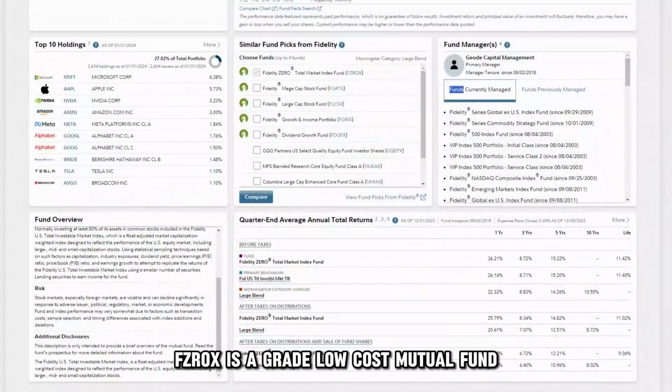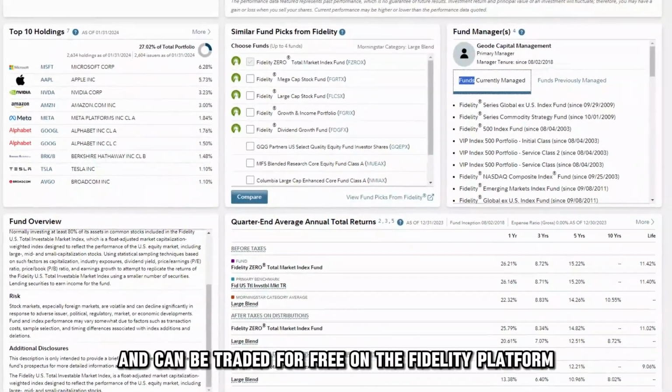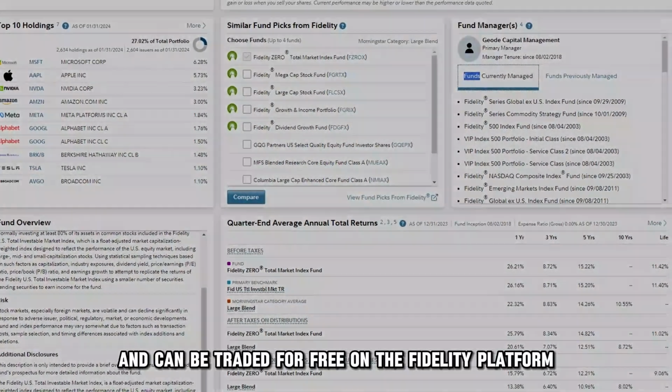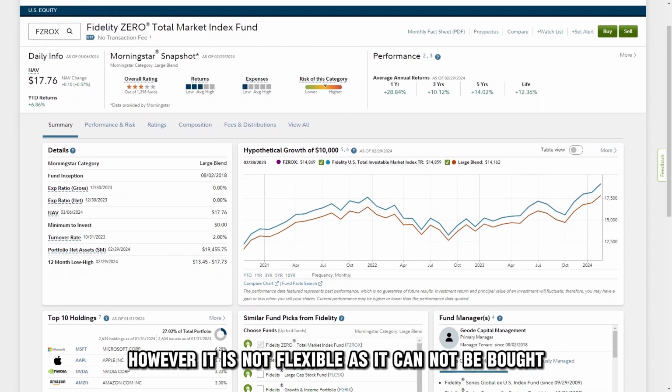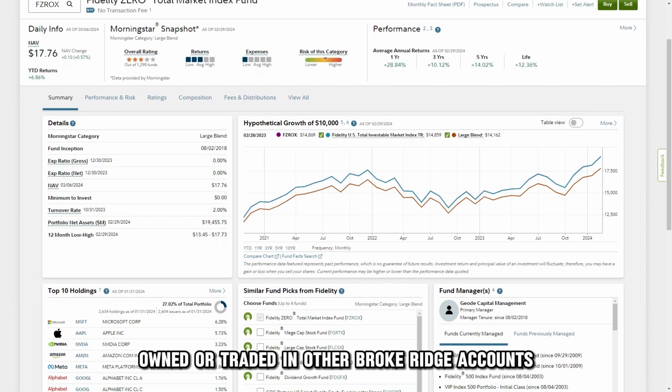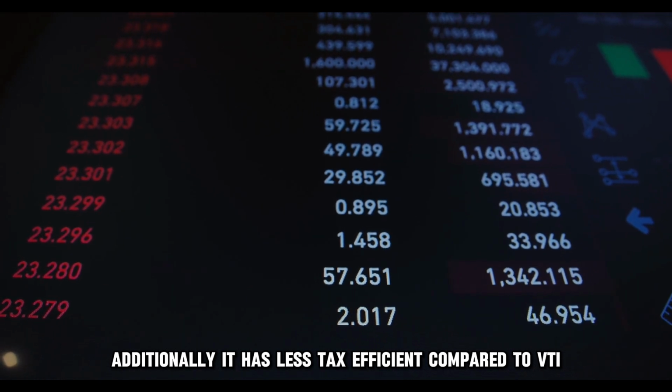FZROX is a great low-cost mutual fund as it has no expense ratio and can be traded for free on the Fidelity platform. However, it is not flexible as it cannot be bought, owned, or traded in other brokerage accounts. Additionally, it is less tax efficient compared to VTI.